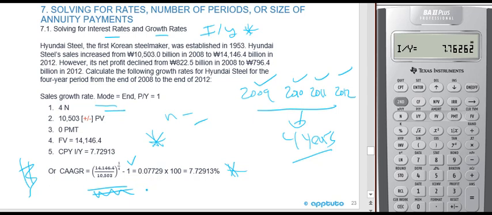Old school is good school. You know, this comes up later on when you need to calculate some growth rates. They're going to give you a value at one point in time and a value at another point in time. And either use the financial calculator or use your compounded annual average growth rate. Either way, that'll give you the G, the growth rate.